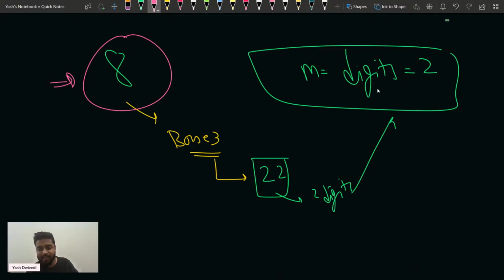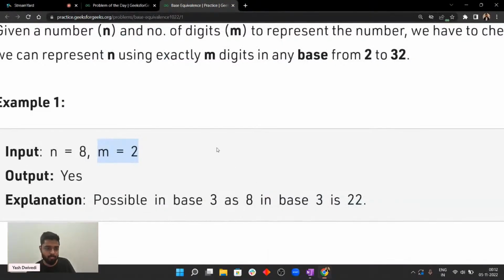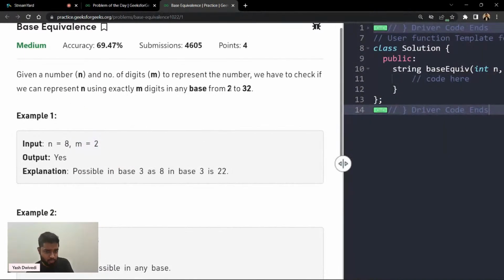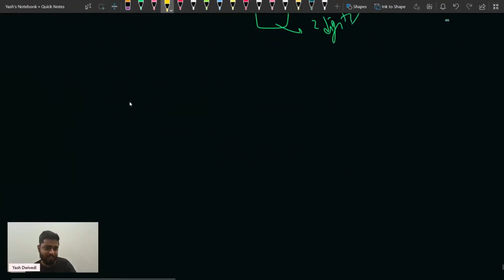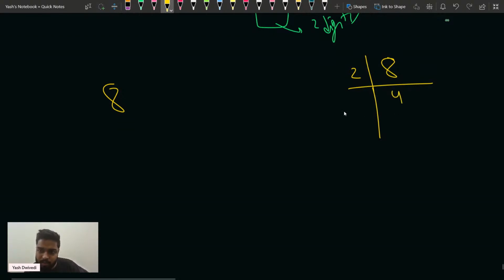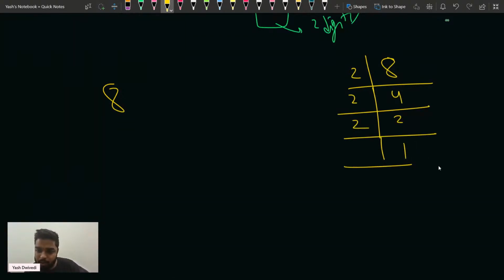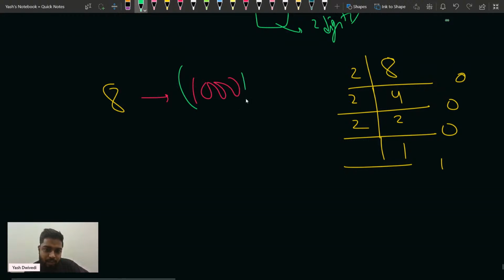any representation. Let's say you can represent it in binary, base 2, or base 3 or anything. If you have 8, understand this thing, I'm repeating this again, Hussein. If you have 8 and you convert it to binary, this will be 4, then 2, 2, 2, and 1. So it will become 1 0 0 0.